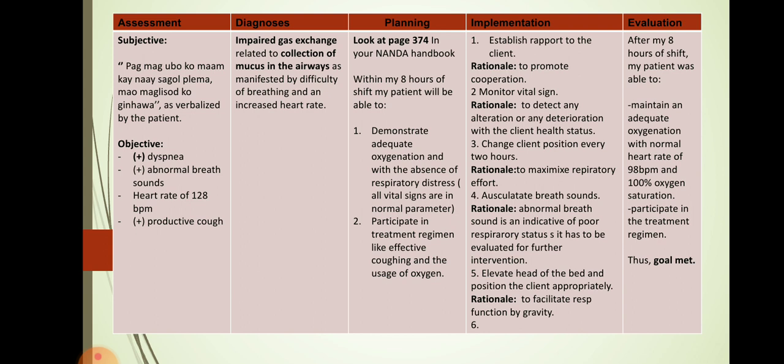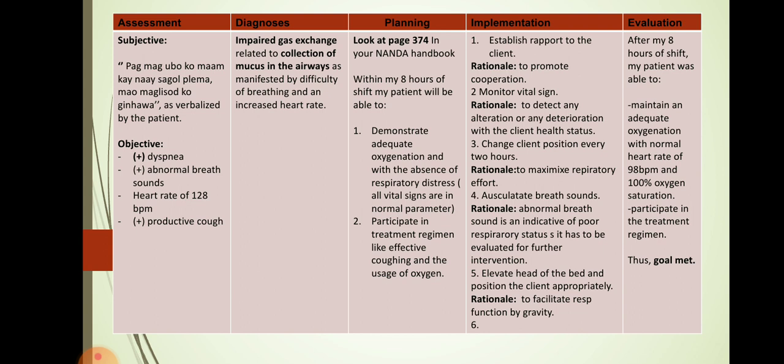So here, within my 8 hours of shift, my patient will be able to, first, demonstrate adequate oxygenation with the absence of respiratory distress, and all vital signs in normal parameters. So that is your first plan. The second one would be to participate in the treatment regimen, like effective coughing and the usage of oxygen.